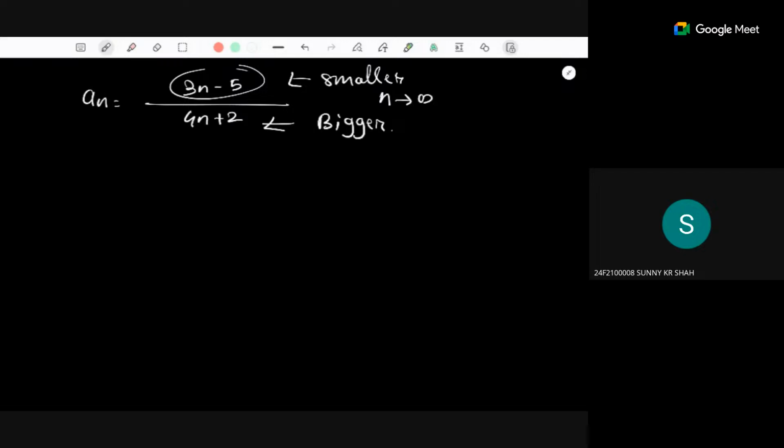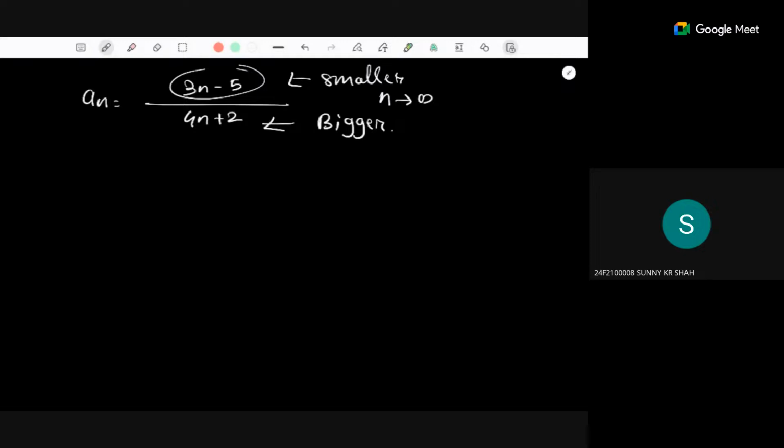Yeah, the answer should be B, that it is a decreasing sequence. Because if we take some smaller values, the numerator will become bigger. So that's why this is a decreasing sequence. Okay, so here the answer is wrong. So this should be B.